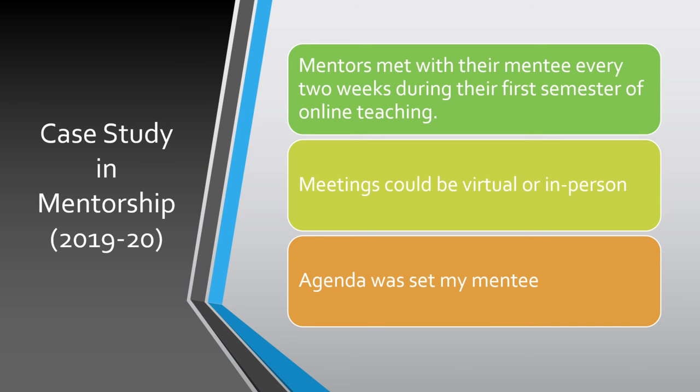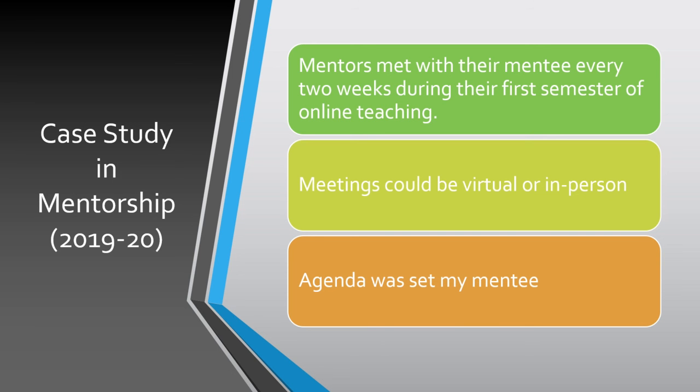We asked the mentors to meet with their mentee every 2 weeks during the first semester of online teaching. And some people who we felt like needed a second semester of mentorship, we allowed them to do that. But again, this expectation, they would meet at least twice a month. This was pre-COVID, so they could choose if they wanted to meet virtually or in person. It could be at a coffee shop, wherever they felt comfortable.